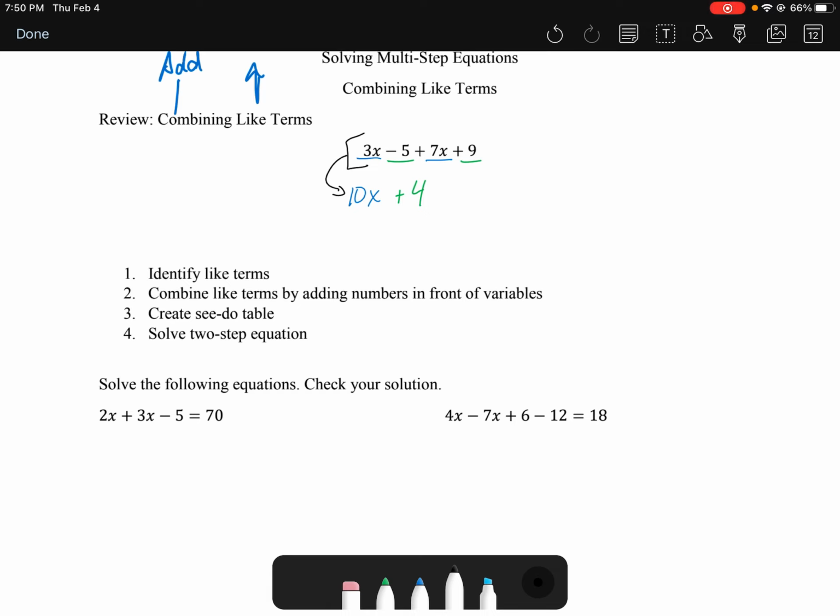So below, I have 4 equations where we need to start combining our like terms before we solve them. So I broke it down to 4 steps here. You need to identify what your like terms are, then combine those like terms by adding the numbers in front of the variables, create your C-do table, and then use that C-do table to solve your 2-step equation.